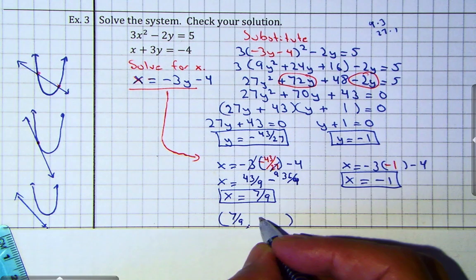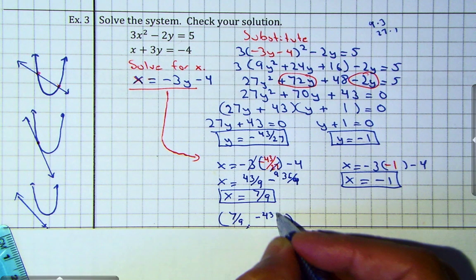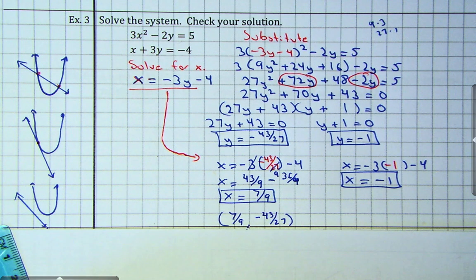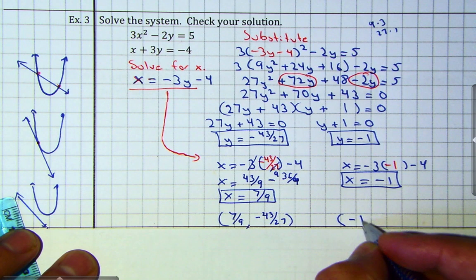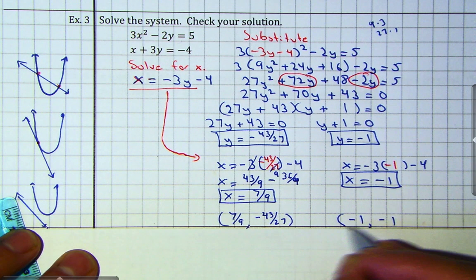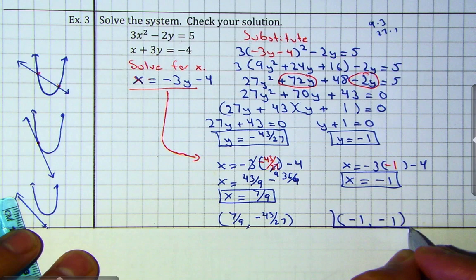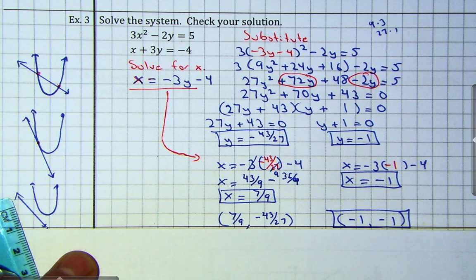The corresponding y value is negative 43 over 27. It cannot be reduced since 43 is a prime number. My second solution, your x value is negative 1. Your y value is negative 1. And now comes the fun part.